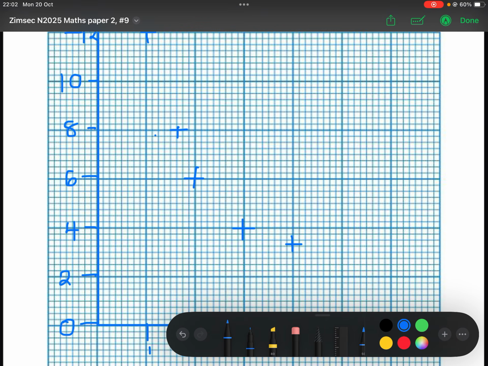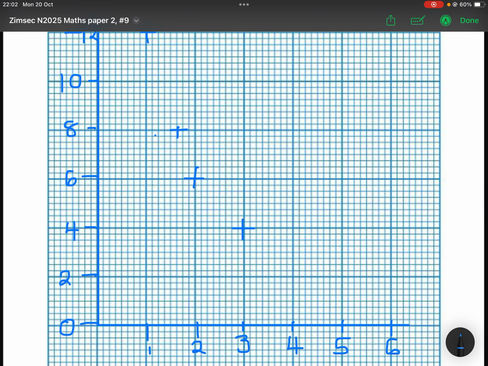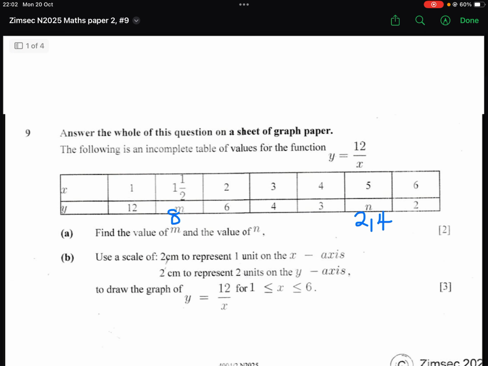Right? 4 and 3. Let me restart again. Something went wrong here. So we are saying 4 and 3, right? So 4, let us count 1, 2, 3, 4, 5. Okay, right? And then we need to plot the second point.